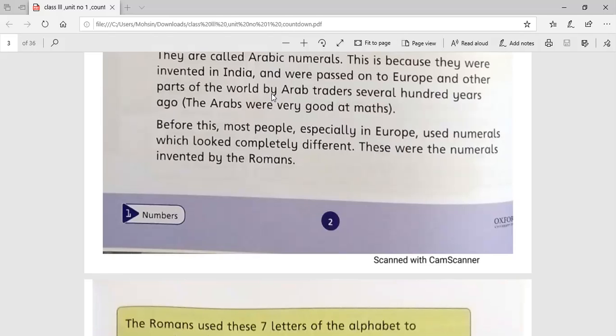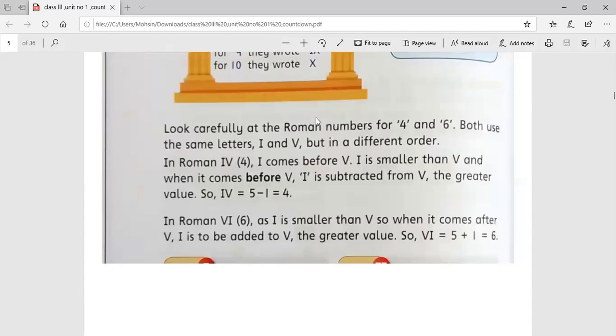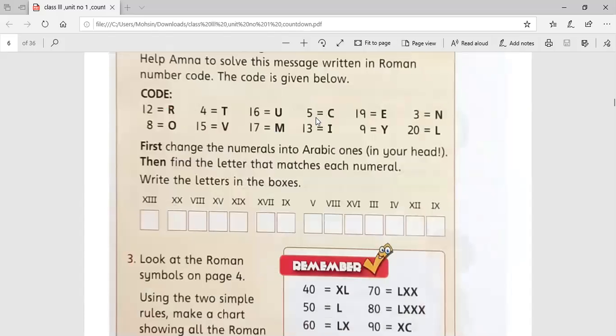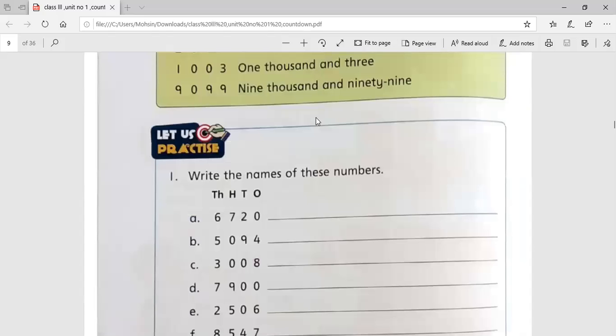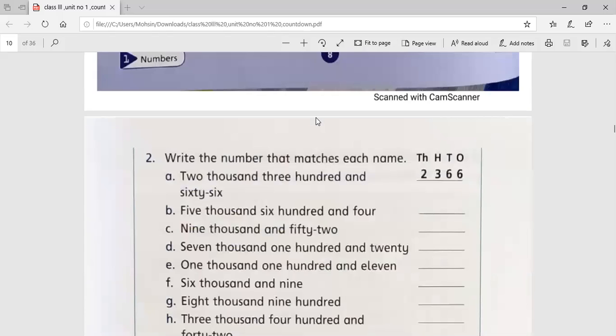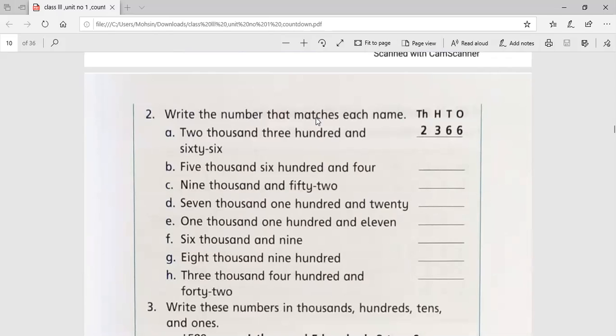Now what are we going to do? We are going to do page number 9. Everyone open page number 9. On page number 9, look at the book, everyone, and you can also look at the board. On this page we have question number 2.